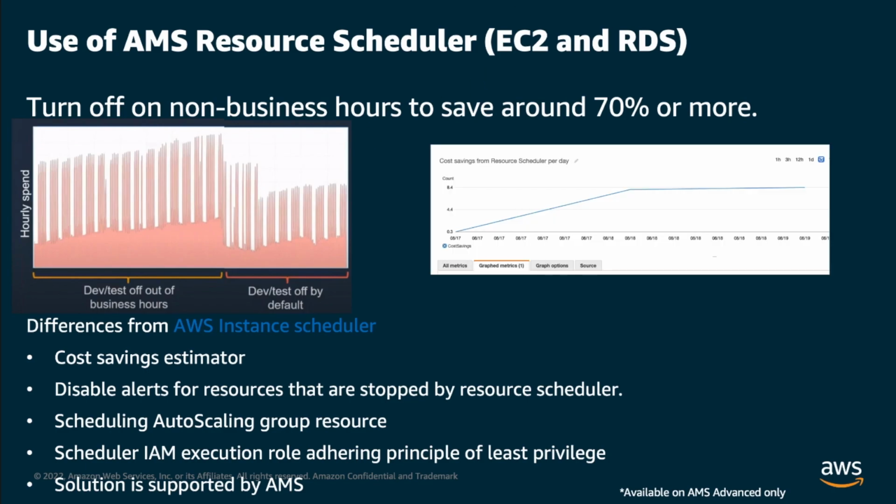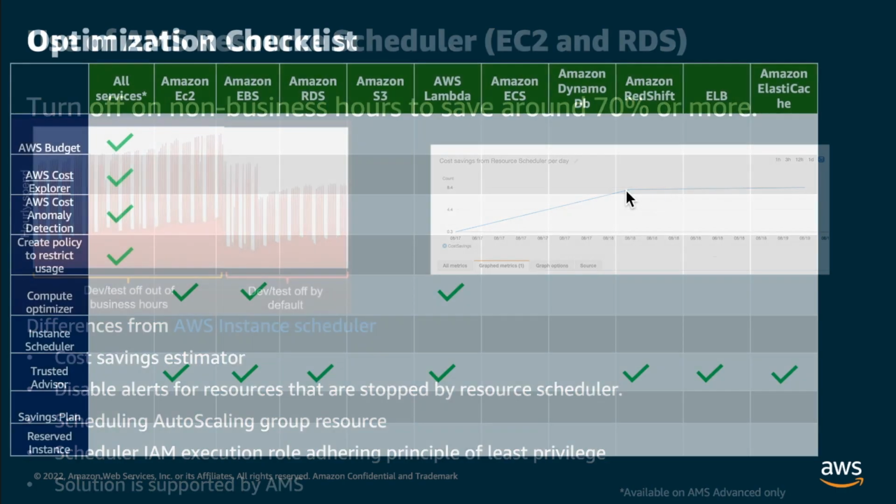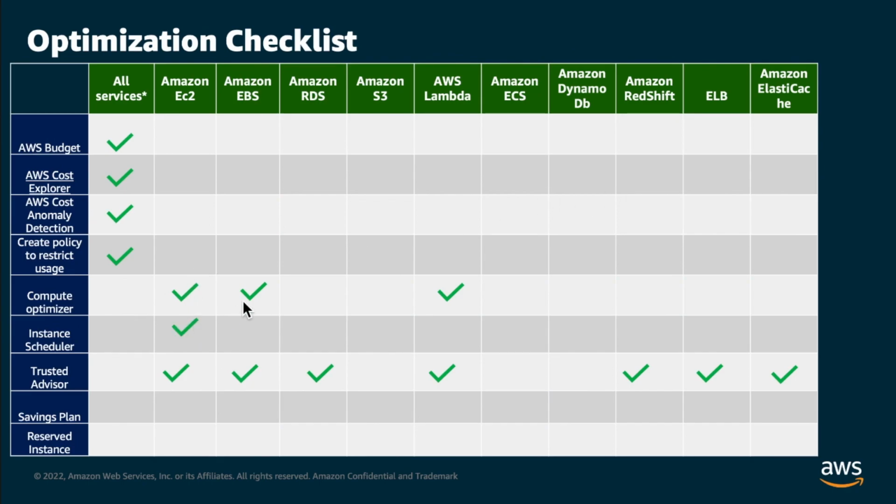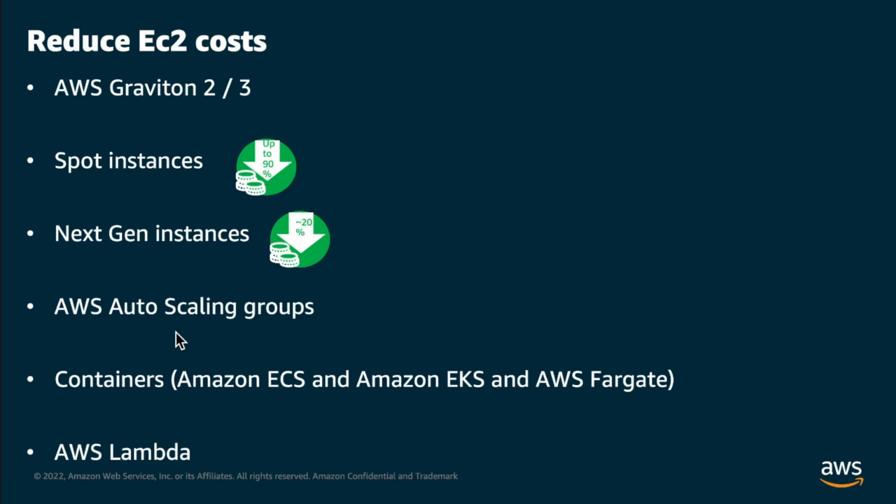And this is a metric on CloudWatch, in which you can see the cost savings estimator for your account. So how much you're saving per day just because of using Resource Scheduler. So we move here, Instance Scheduler, EC2 RDS. And now I'm going to move to some other ways you can cut costs on EC2 as well.